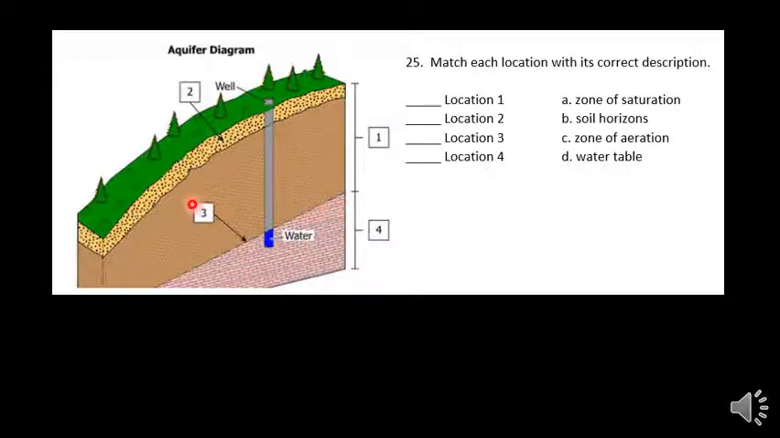And then you have air above the water table in the pore spaces. There's not a lot of water up there. So this will be the zone of aeration up here, zone 1. Zone 4 would be the zone of saturation.